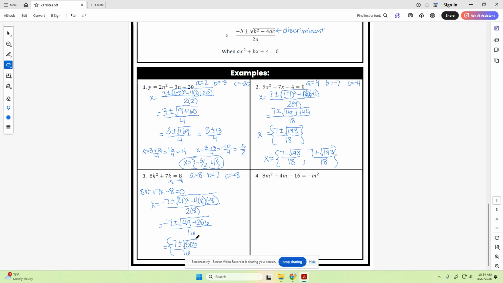I'm going to put it in the curly brackets, make sure I have x set equal to it, and then I can circle it. I guess I forgot to circle my answer up here, but I would circle this one because that's how I would write that.